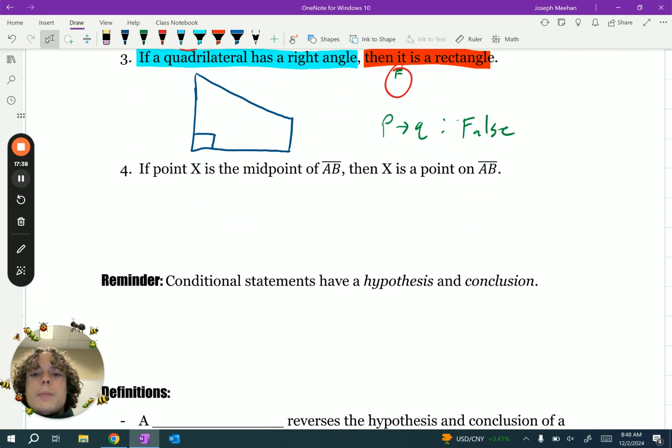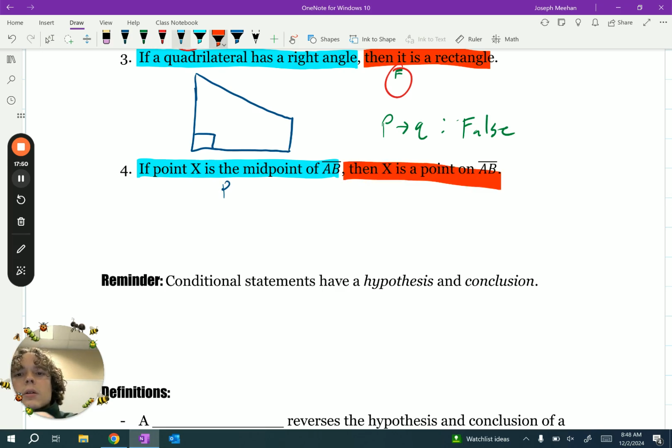Number 4 says if point X is the midpoint of AB, then X is a point on AB. So number 4, there's the P, there's the Q. We know the hypothesis is true. It says if a point X is the midpoint of AB, then X is a point on AB. Yeah, that has to be true, right? The midpoint is on the line that it's the middle of, right? So we have a true hypothesis, a true conclusion.